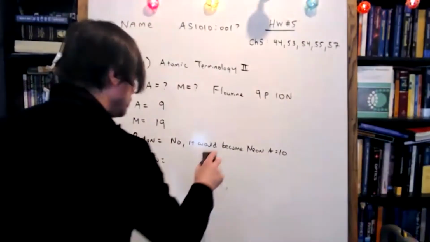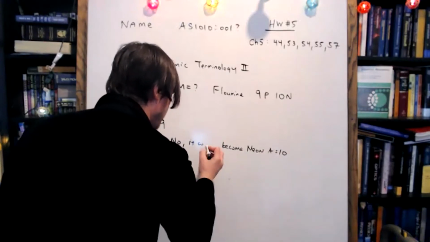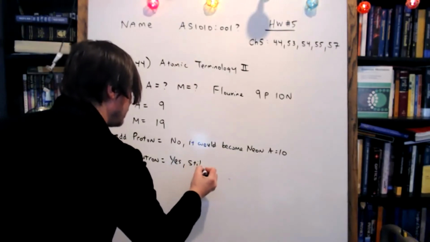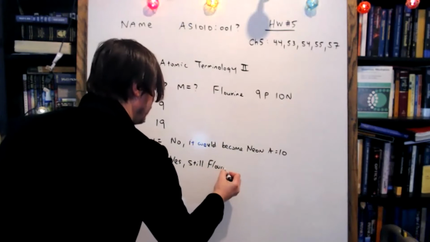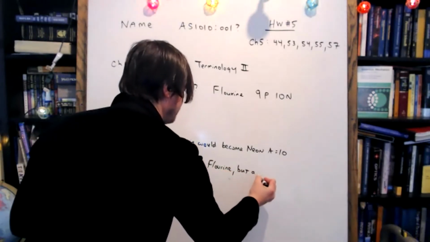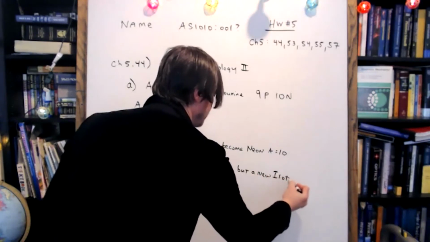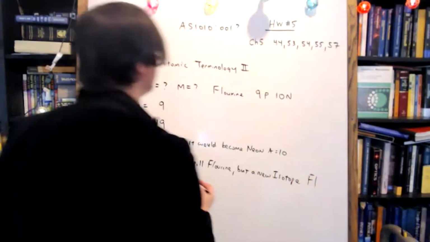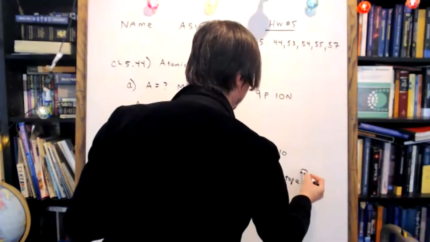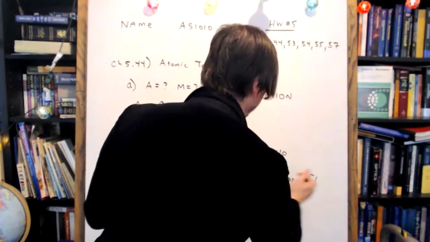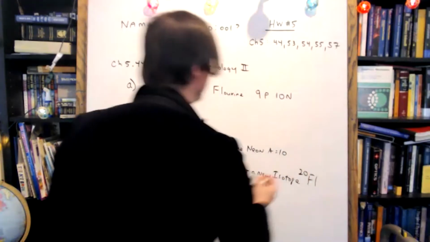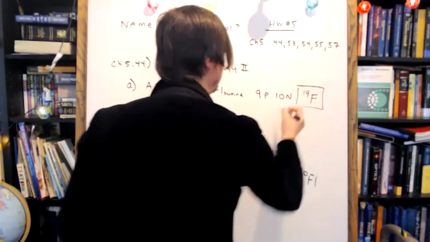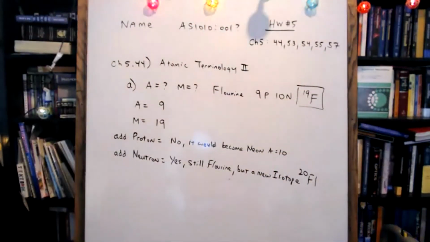I think it could stay the same. It would be an isotope, right? Yes. Still fluorine, but a new isotope. And the way we would write that is we would write it as fluorine 20. And I believe you put the mass number up to the left is the traditional method. So this is fluorine 19, but the new isotope would be fluorine 20.